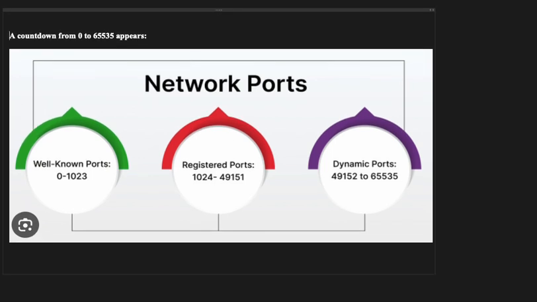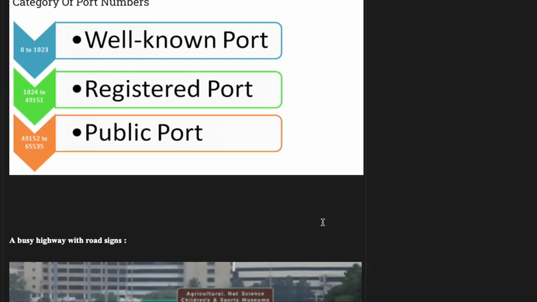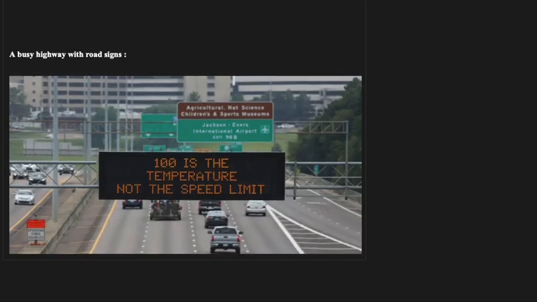So, well-known ports. If you can see on the screen, there's a range which starts from 0 to 1023, and we can take an example like a busy highway with road signs. There are major highways in a city that are assigned to well-known services. For example, port 80 is for regular websites. You can consider that a local road, and port 443 is for secure websites over HTTPS. We can consider those as signs, and port 25 is for sending emails, SMTP. So we can consider all the well-known ports to be in the range of 0 to 1023.